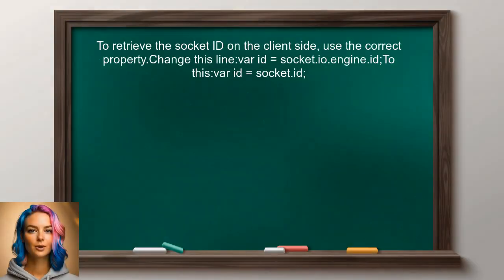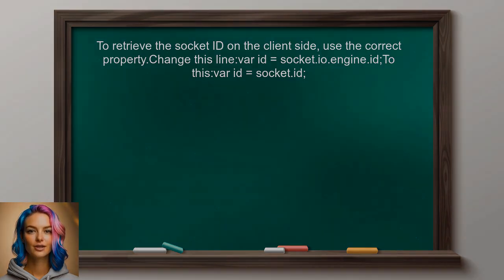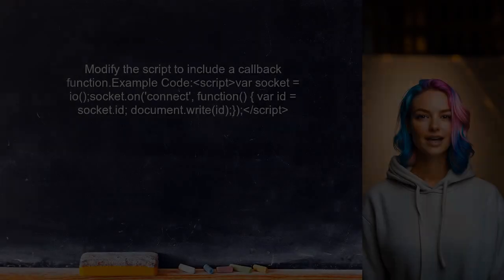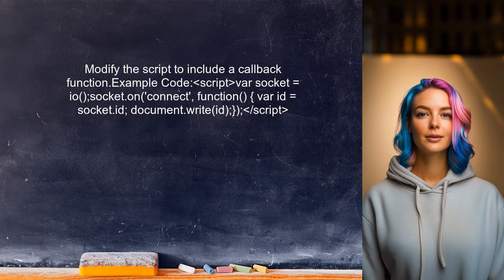To retrieve the socket ID on the client side, the user should first ensure they are using the correct property. Instead of accessing socket.iengine.id, they should use socket.id directly after establishing the connection. Next, the user should modify their script to include a callback function that runs after the connection is established. This ensures that the socket ID is available when they try to access it.